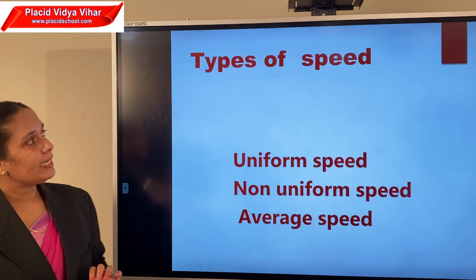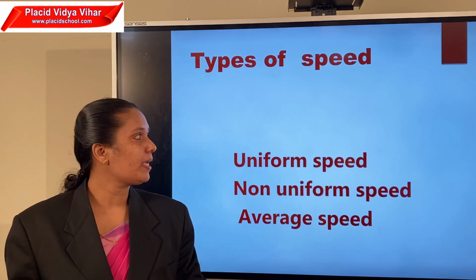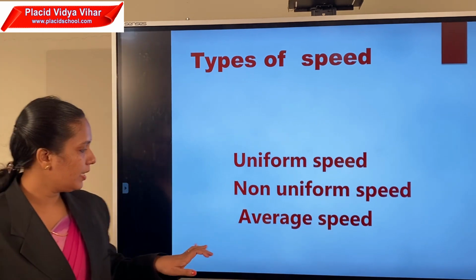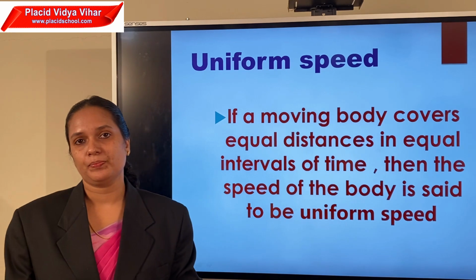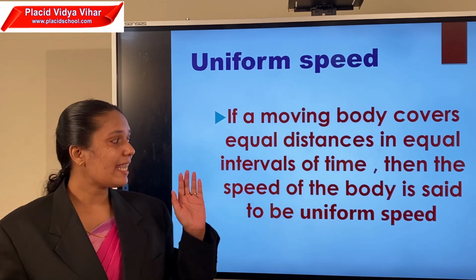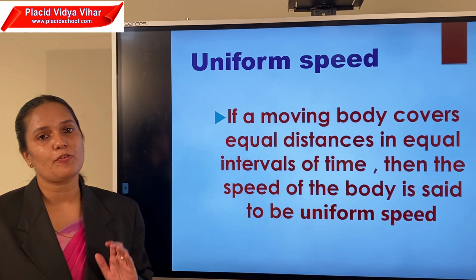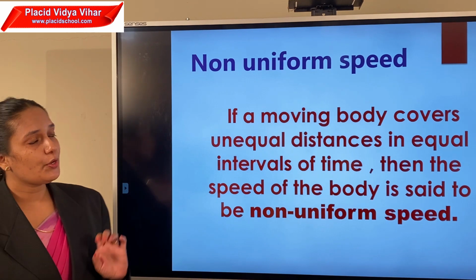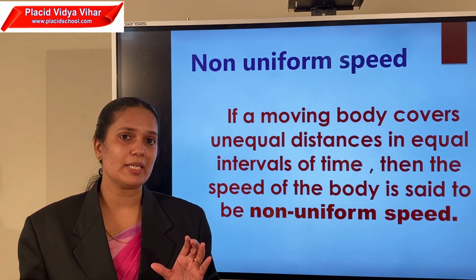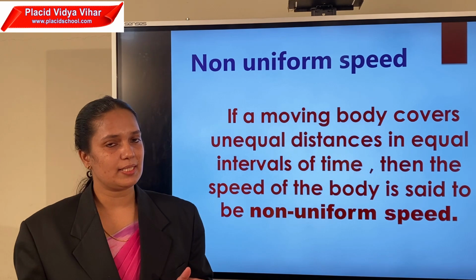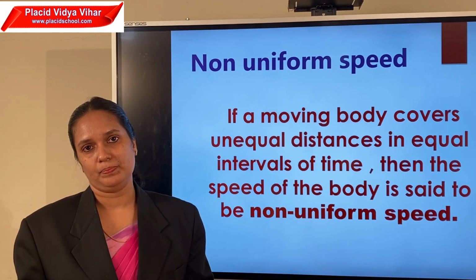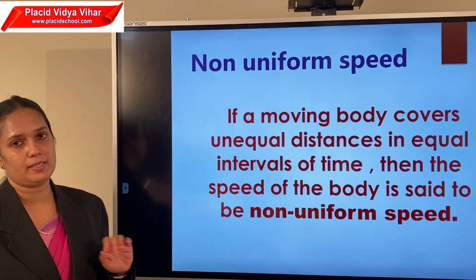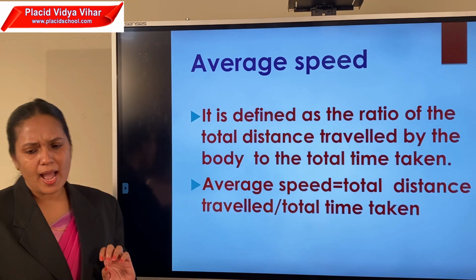The next, types of speed. So speed may be uniform speed, non-uniform speed or average speed. Then what is uniform speed? If an object covers equal distances in equal intervals of time, then the speed of an object is said to be uniform. What is non-uniform speed? If an object covers unequal distances in equal intervals of time, then the speed of an object is said to be non-uniform speed.